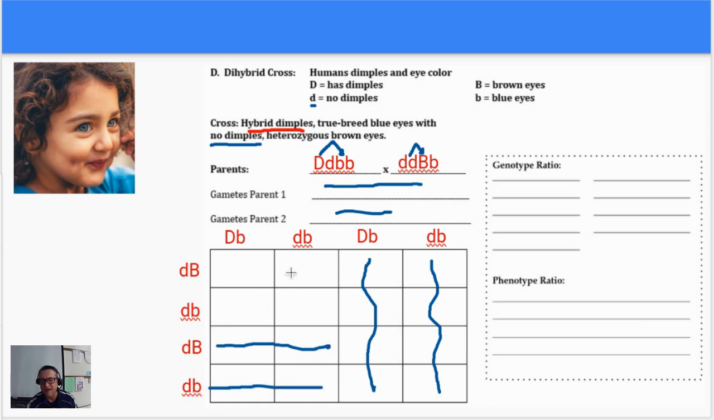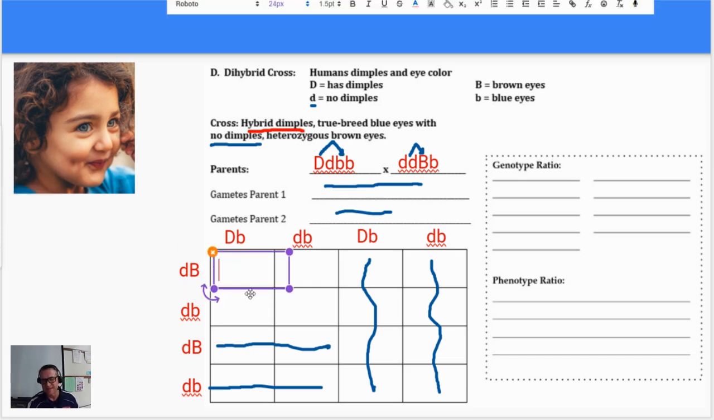Now I'm down to 4 boxes instead of 16. It's going to be so much easier. All right, now it's just filling in the boxes. Keep the D's together, keep the B's together, and put the big letter first. Big D from the top, little d from the side. Big B from the left, little b from the top. There's one genotype. This one's big D, little d, big B, little b.